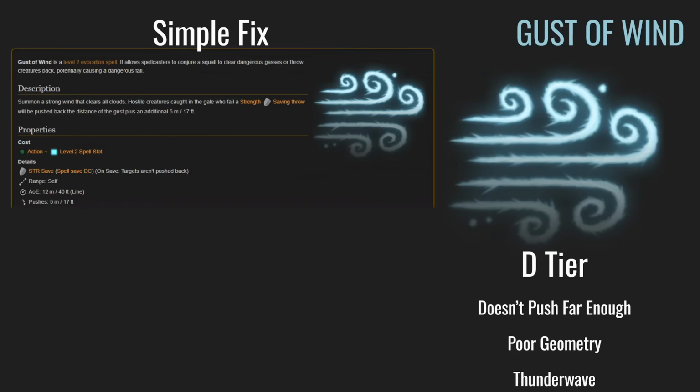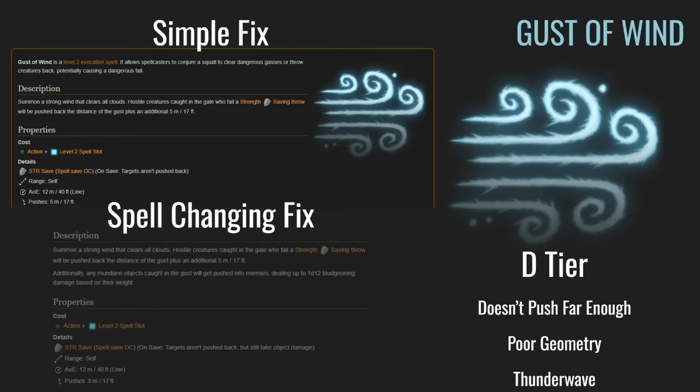For my drastic change, we are going to keep these changes and add in something a little more fun. Additionally, any mundane objects caught in the Gust will get pushed into enemies, dealing up to 1d12 bludgeoning damage based on their weight. This would make the spell more consistent, give it a bit of damage, and it would make it more dynamic with the battlefield, which I think just makes the spell more fun overall. Throwing objects into people, it would be such a good time.